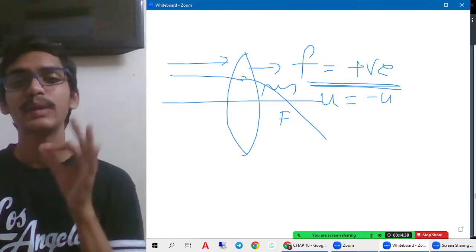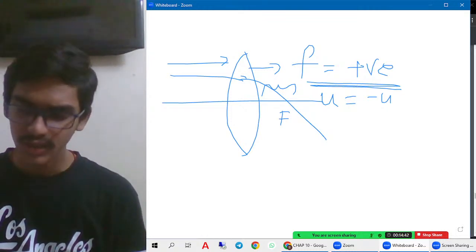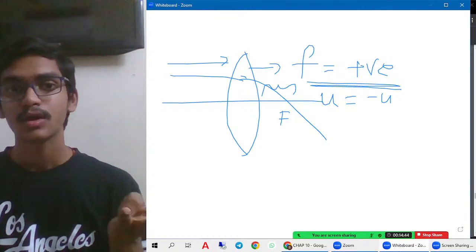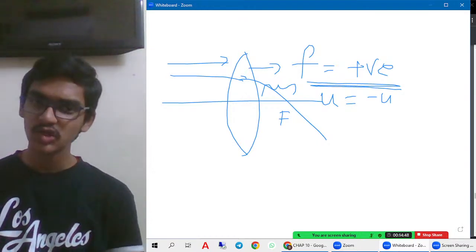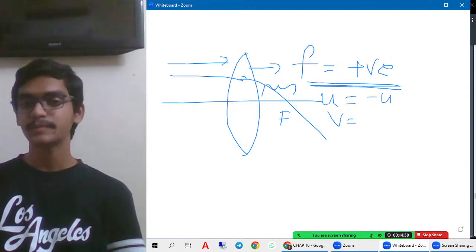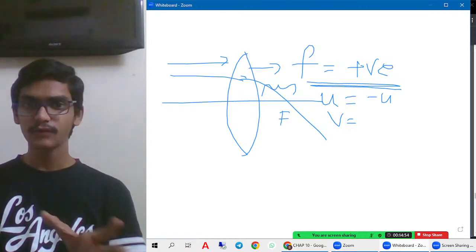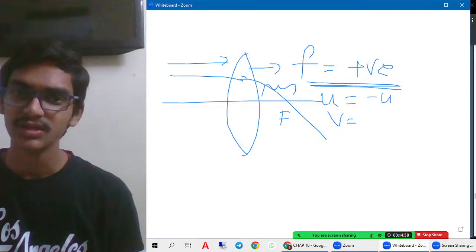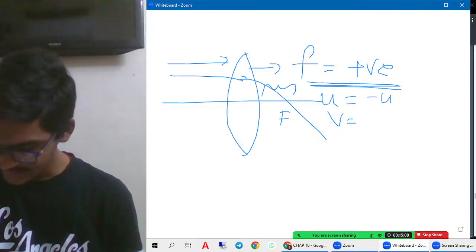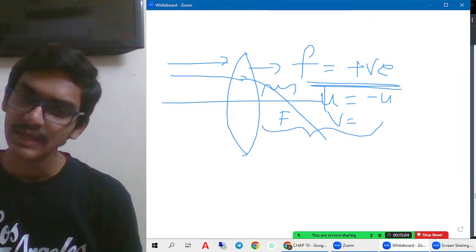u is always negative in all the cases: concave mirror, convex mirror, concave lens, and convex lens. In all the cases u is always going to be negative, and v will change depending upon the question. In all the cases of the convex lens, the image distance v is going to be positive only, because it is measured from this side. So it is mainly going to be positive.